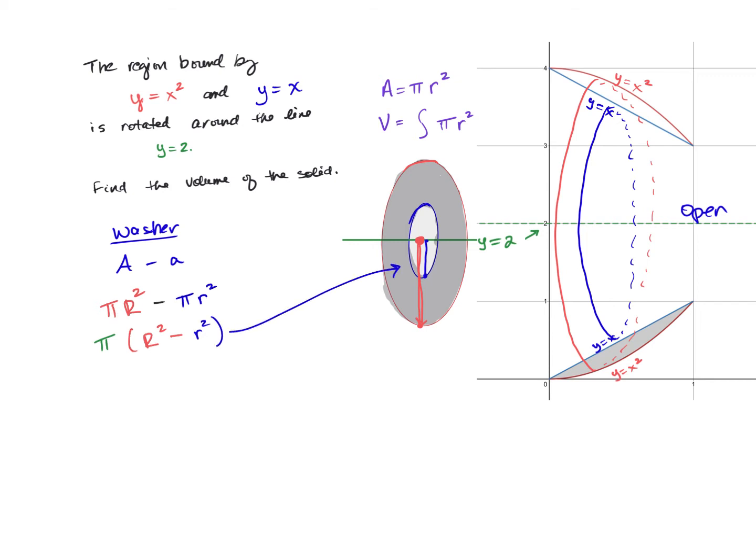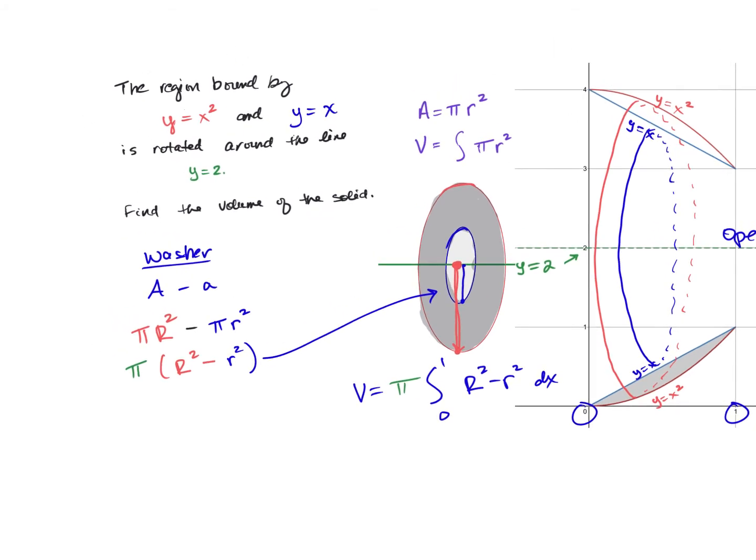So it's the area of one washer, but we need an infinite number of washers between 0 and 1. So to get our volume equation, right now we know it's going to be pi on the outside. We're going to find an infinite number of circles from 0 to 1. And we're going to have big R squared minus little r squared, and then dx for that measurement to make it volume. So let's find big R first.